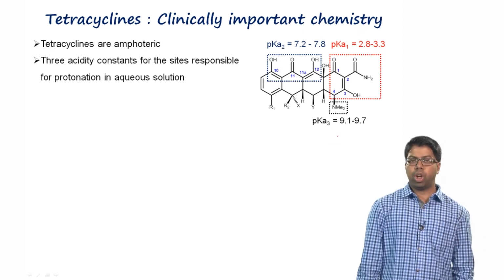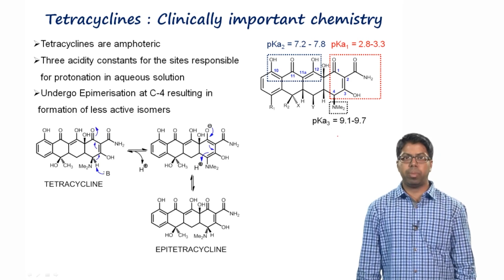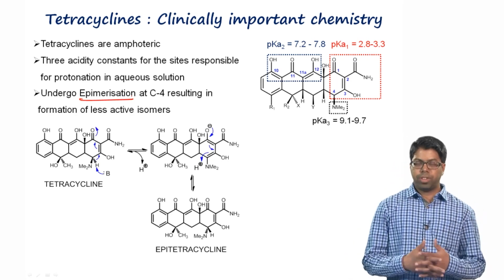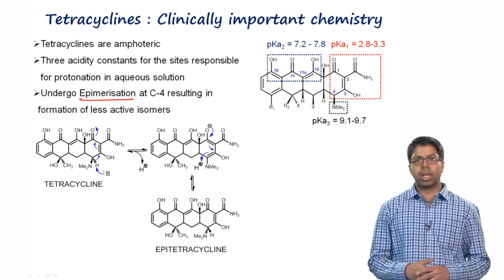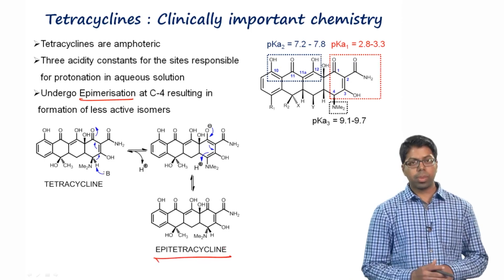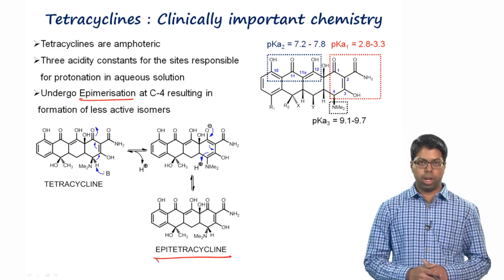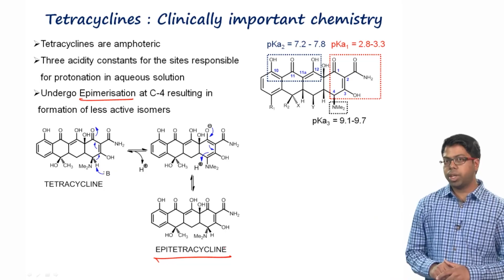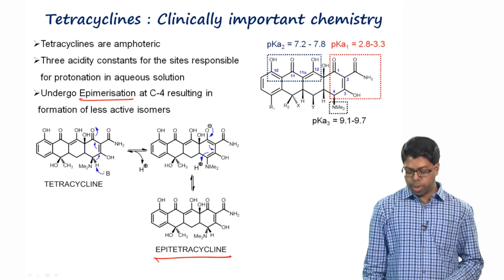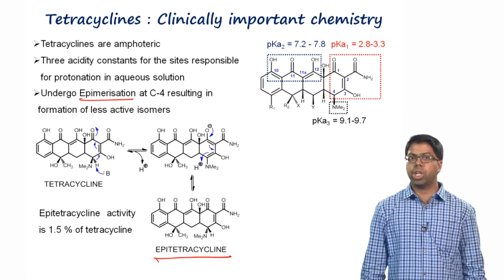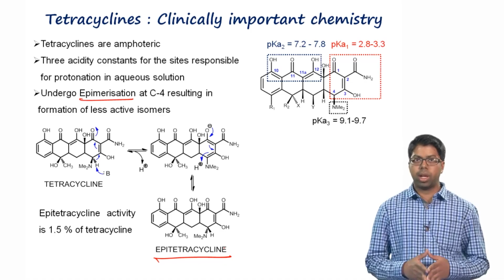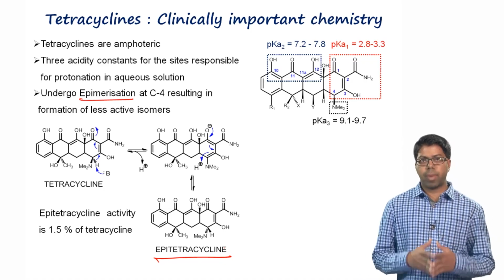Another interesting property of these tetracyclines is that they undergo epimerization. This epimerization occurs in solutions of intermediate pH. Here, the tetracyclines are converted into inactive isomers called epitetracyclines, and these epimers exist in equilibrium. The important fact is that these epitetracyclines have very little activity when compared to tetracyclines. To be precise, epimers have only 1.5% activity of the tetracyclines. Due to these reasons, tetracyclines need to be freshly prepared and used in order to gain the desired maximum activity.